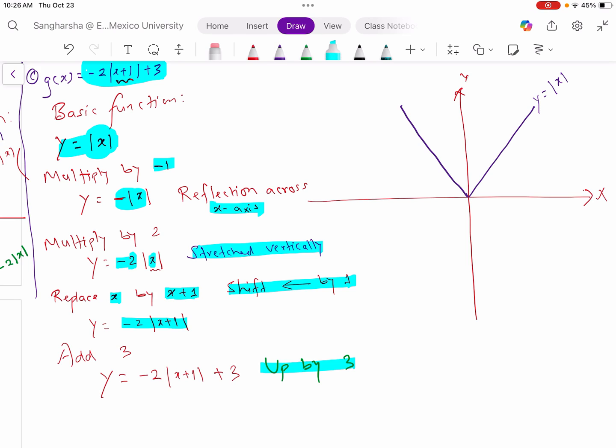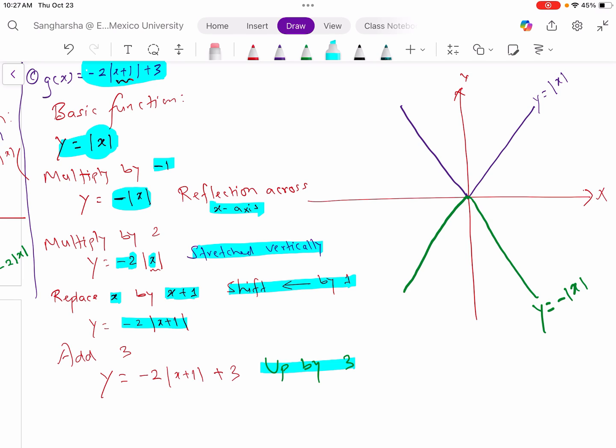Okay, now we multiplied the function by negative. It means we reflect that. Just imagine that you have a mirror along this x-axis. Then we see the image, exact same graph, and it flips, right? So this is our y equals negative absolute value of x.